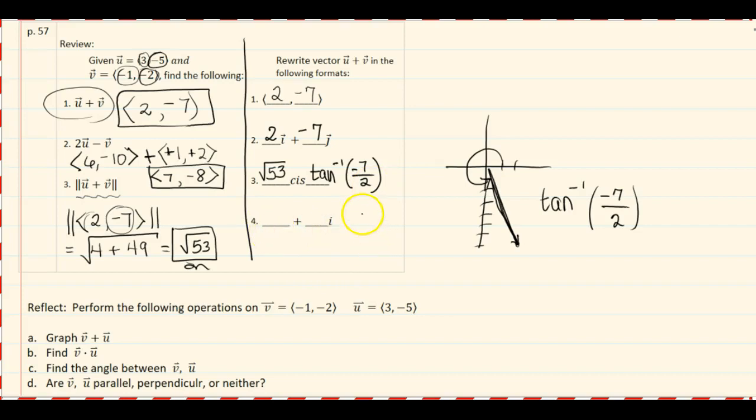Last but not least, our job is to write it in terms of a complex number. So remember, when we have our magnitude and we multiply it times our cosine, it's going to give us this horizontal part. So that's going to be 2 on the real. And then we do the same thing for the sine, and we're going to have -7 on the imaginary part. And that concludes this video.